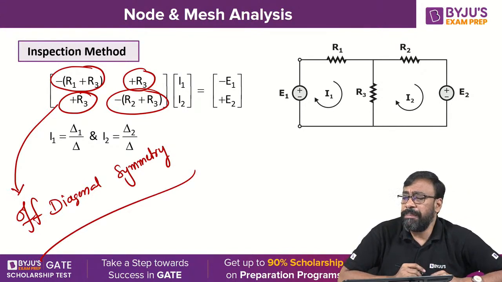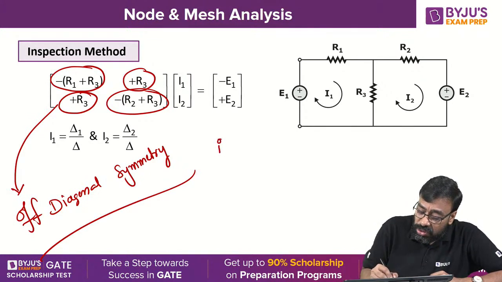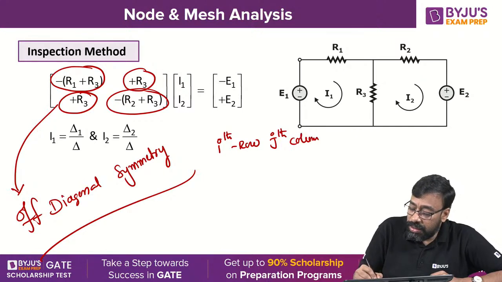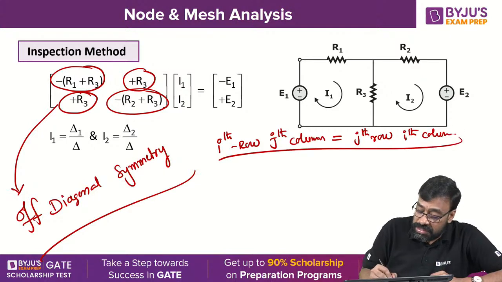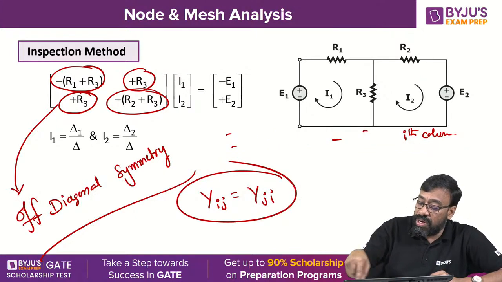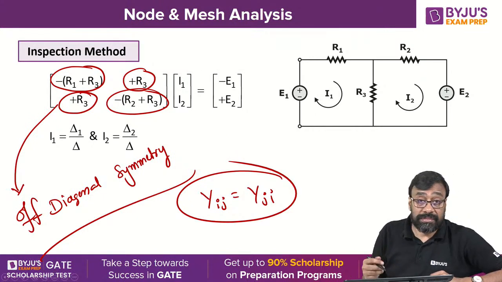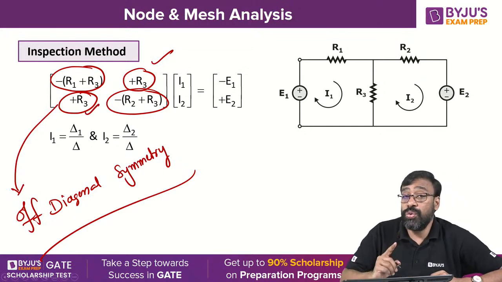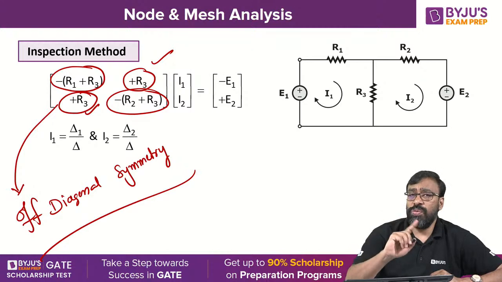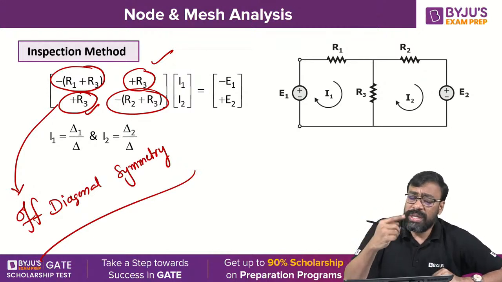What do you mean by off-diagonal symmetry? Off-diagonal symmetry means the ith row, jth column element is the same as the jth row, ith column element. You understand, all of you? That means, suppose Yij is equal to what? Yji. I hope you understand this. The ith row, jth column element is the same as what? The jth row, ith column element. I hope you understand this, right? So that is why you see R3 and R3, you got it. But the 1-1 and 2-2 elements are supposed to be determined. If you want to know 2-1, then if you know 1-2, that is enough. If you know the 1-2 element, then obviously you know the 2-1 element.